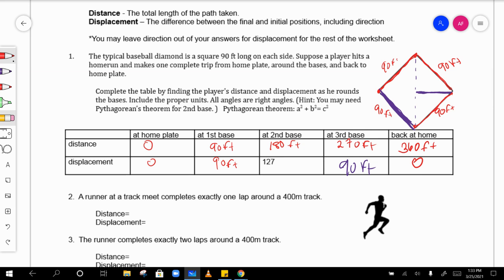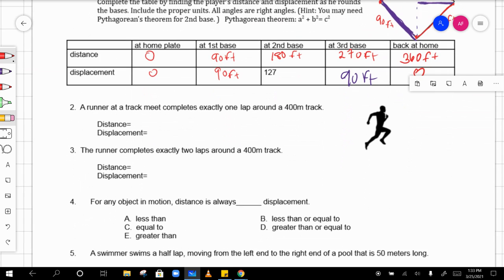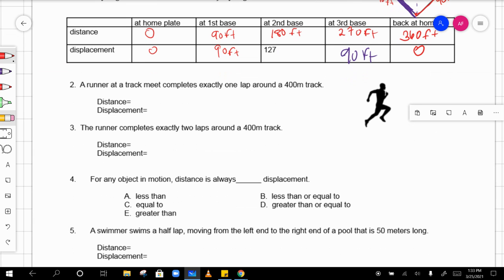So no real calculations there, just kind of a thought experiment. And that's why I gave you 127. I didn't want you to do any actual calculations.